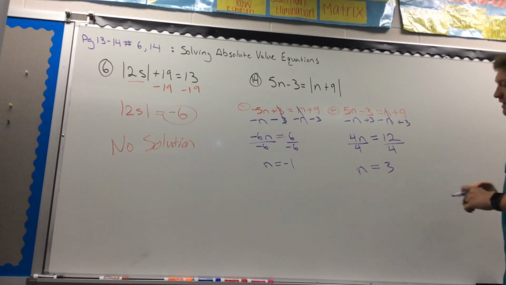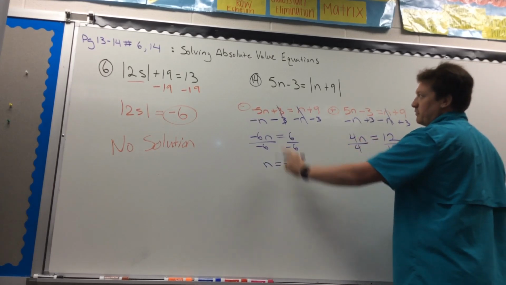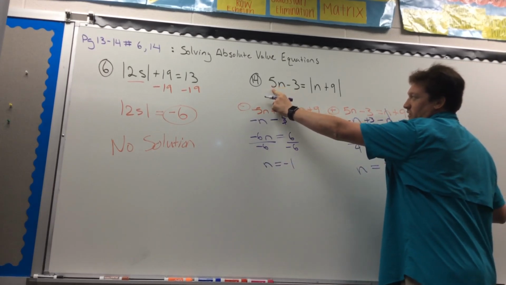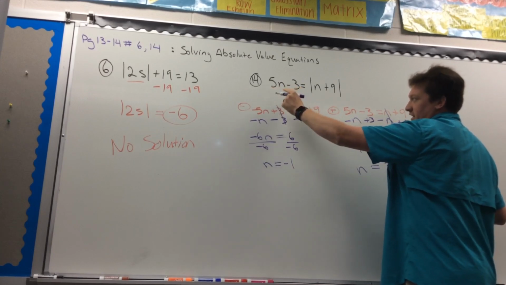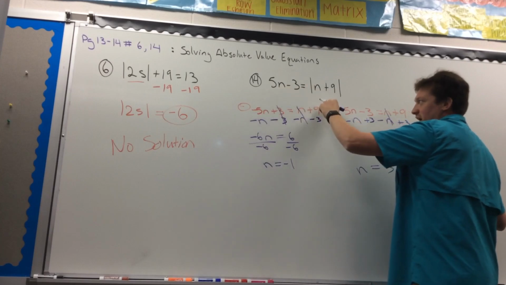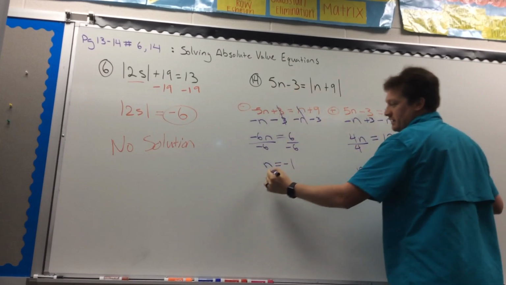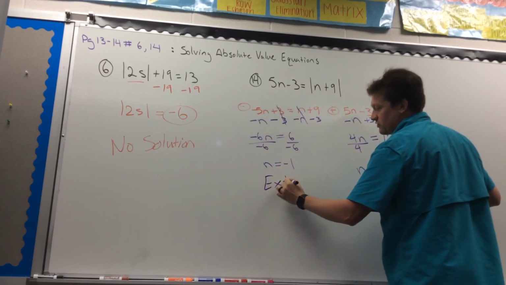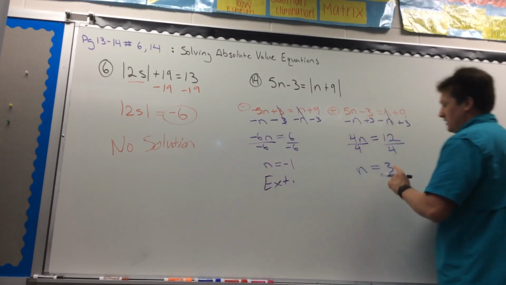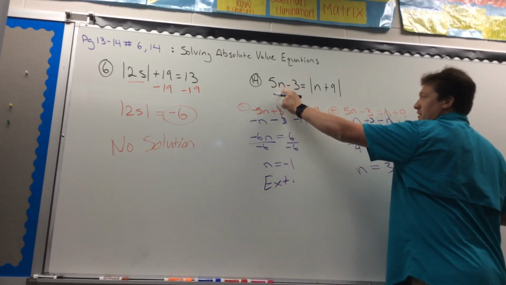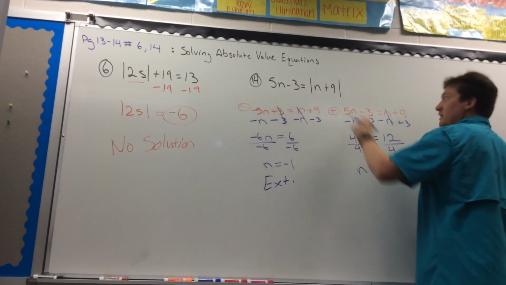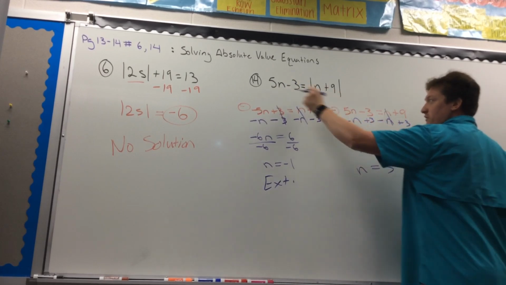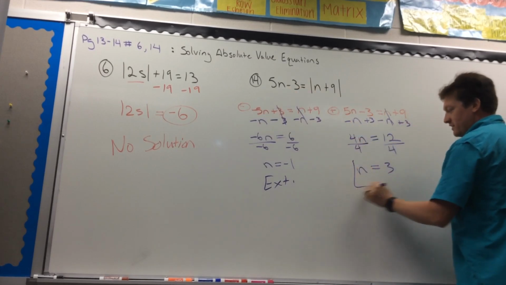So already, I'm looking at the negative 1, and I plug it up here, and I have 5 times negative 1 is negative 5, minus 3 is negative 8. That's already negative. An absolute value cannot equal a negative number. That makes this answer extraneous. Let's try 3. 5 times 3 is 15, minus 3 is 12. 3 plus 9 is 12. 12 equals 12. This is a good solution.